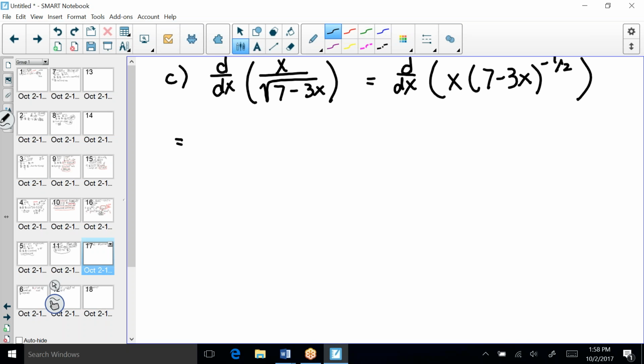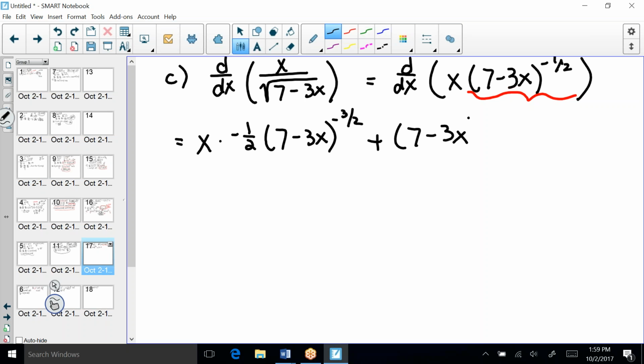So using our product rule says we have the first thing times the derivative of the second. So we're looking at this as being our second function. So we're going to take the derivative of that. Using our power chain rule, that's the negative 1/2, bring that to the front. Just copy the inside. Decrease the exponent by 1. So negative 1/2 minus 2/2 is negative 3/2. So first times the derivative of the second plus the second, so just copy the second function, times the derivative of the first. Derivative of x is just going to be 1.